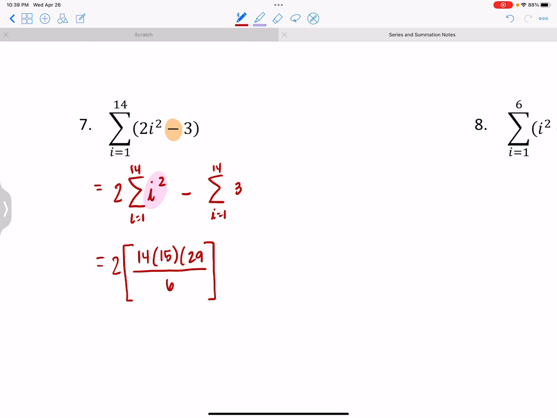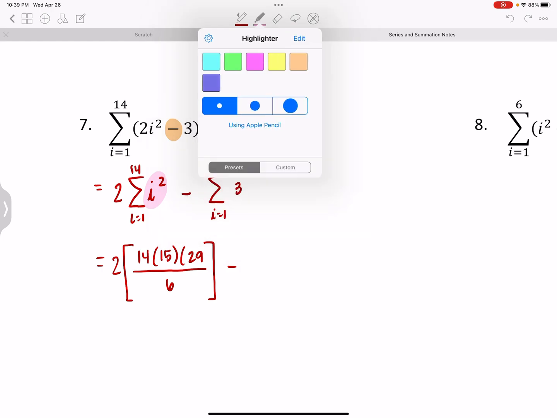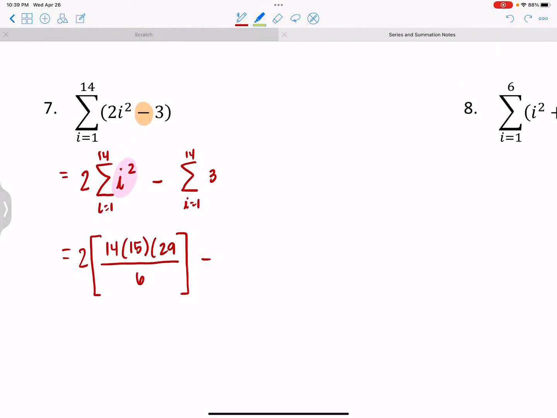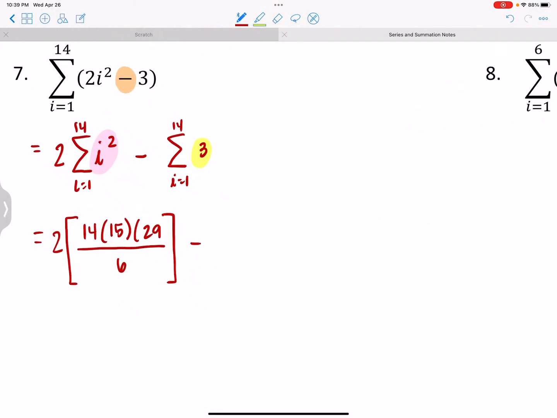And then I'm going to subtract the sum of, well, this will be a constant 3 added up 14 times. So that's applying that first one again, which I think I highlighted in yellow. Yep, so that's the yellow again. So I can just multiply 14 times 3 for that piece.